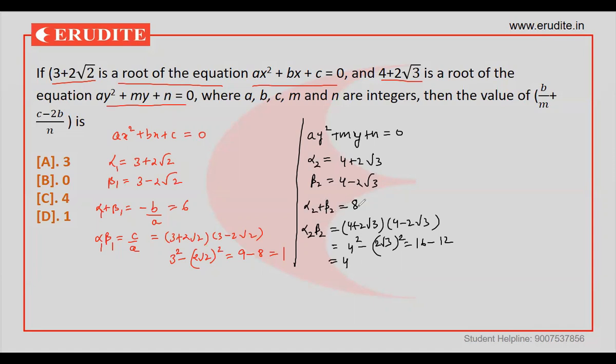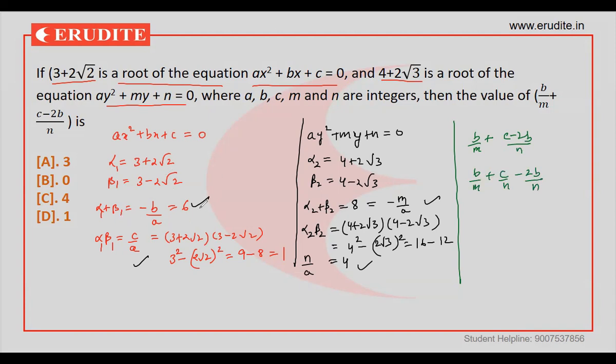And alpha 2 plus beta 2 is nothing but minus m by a. And here it is alpha plus beta, alpha 2 into beta 2 is n by a. So we get these four values, this one, this one, this one, and this one. Right, we have to find out the value of b by m plus c by n minus 2b by n. So b by m plus c by n, I just divide this one, minus 2b by n.